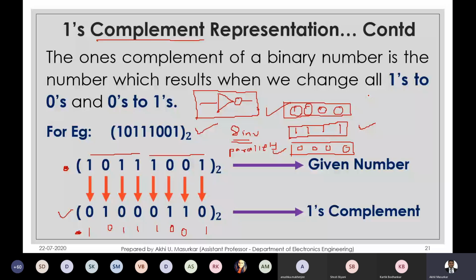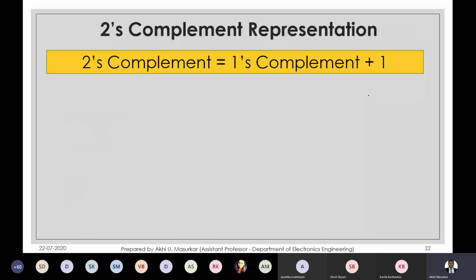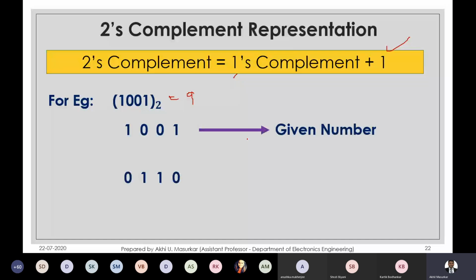Next is two's complement representation. Now two's complement is 1's complement plus 1. So let us take an example: 1001, which is 9 in binary. First, we will take 1's complement. What is the 1's complement of the given number? 1 is 0, 0 is 1, 0 is 1, and 1 becomes 0.